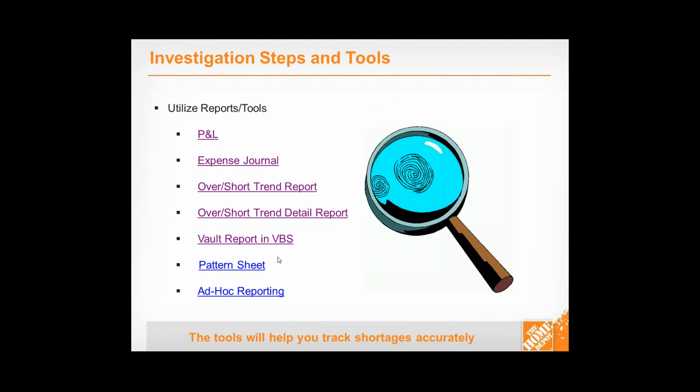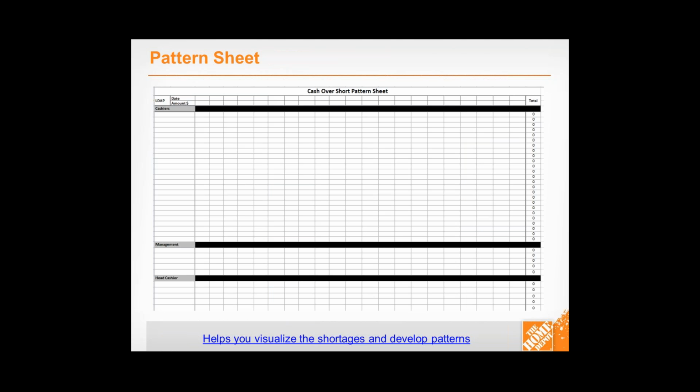Once you've identified your shortages, then you want to start tracking them via the pattern sheet. The pattern sheet is available on MyApron, and it gives you a lot of different blocks that you can fill in. First thing you want to focus on is the cashiers. So you list your cashiers down the left side of the column here. Then you want to list your dates across the top with the corresponding amount, and then have your totals in the far right column. What this does is it helps you visualize the shortage and you develop your patterns.